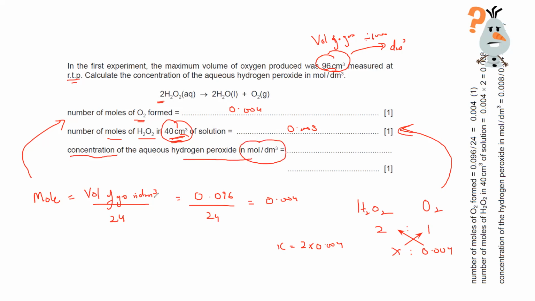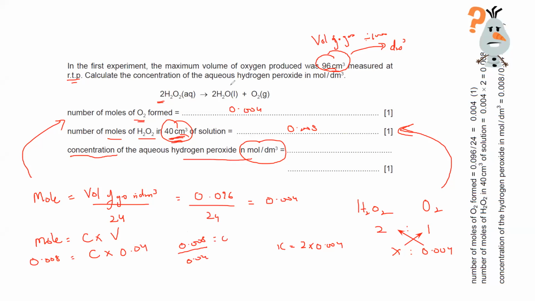So how to get the concentration? The formula is moles equal concentration times volume. The moles of hydrogen peroxide is 0.008. Concentration we don't know. And the volume of hydrogen peroxide is given as 40 cm cube solution. It should be in decimeter cube, so it will be 0.04 because we divide by 1000. And 0.04 is multiplied on one side, so on the other side it will divide. So it will be 0.008 divided by 0.04.